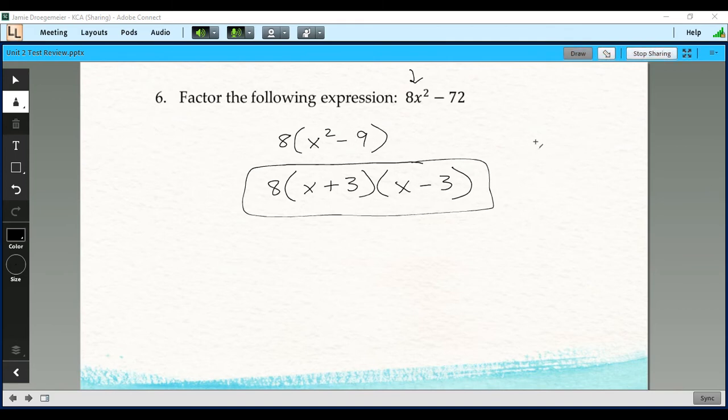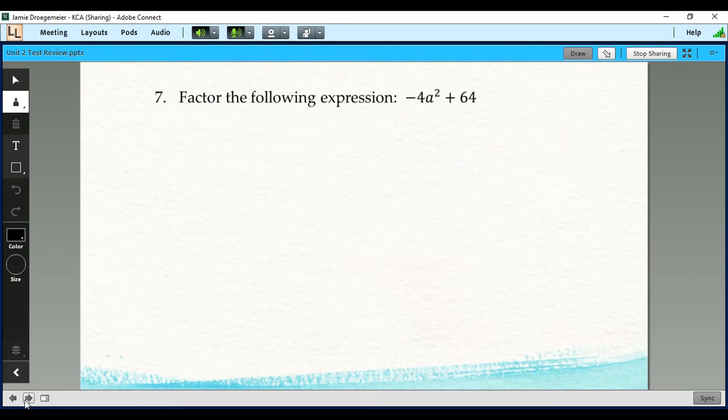The factors of negative 9, we would have negative 1, positive 9, positive 1, negative 9, and then 3 and negative 3. Well, the 3 and the negative 3 add up to 0 in the middle. So hopefully, I know that was a little disjointed, but hopefully we got it there. So, all right, moving on then, let's take a look at number 7.